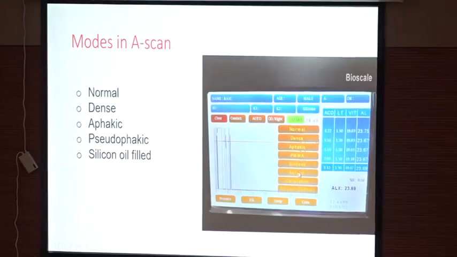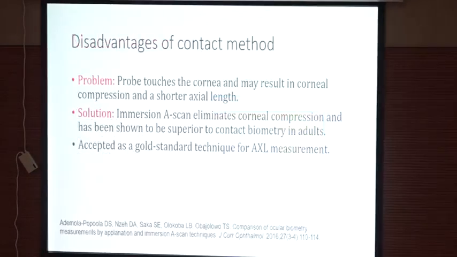PMMA, silicone and acrylic mode. This can be used for the IOL exchange surgeries that you are planning. And then lastly, you also have the silicone oil fill method. So the contact method has disadvantages.